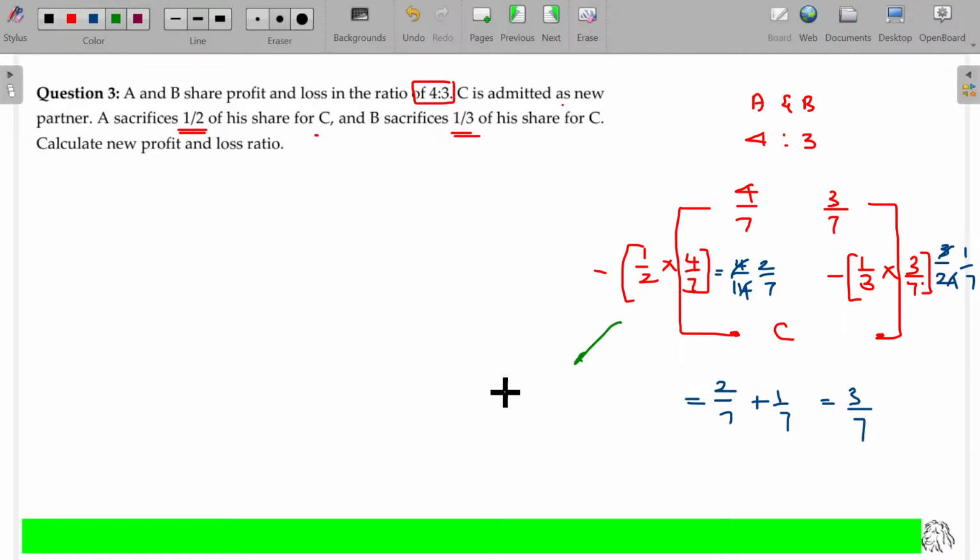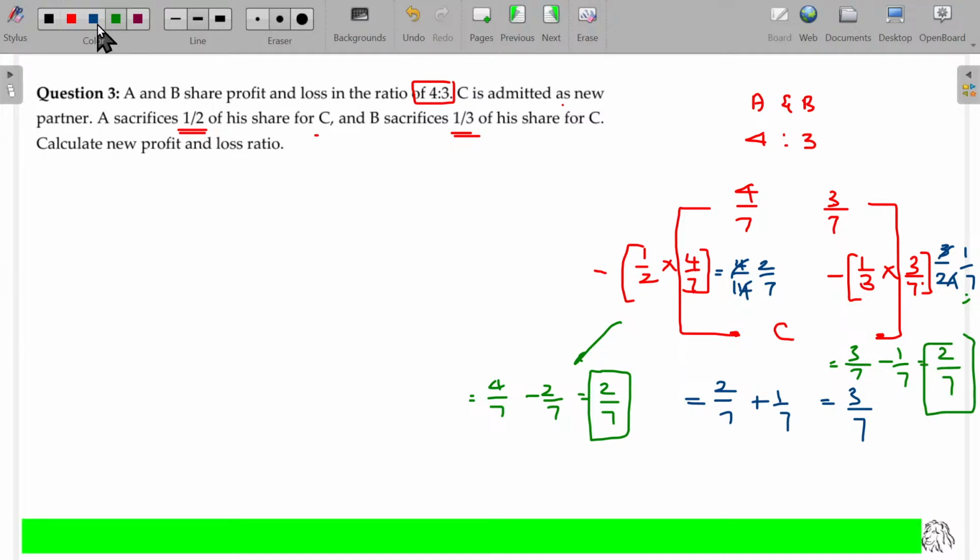Now what about the A? 4/7. He offered 2/7. Then finally 2/7 will be A's new ratio. What about C? 3/7, and what he offered, 1/7 is offered. So what is the ultimate value? 2/7. So this one is for C.